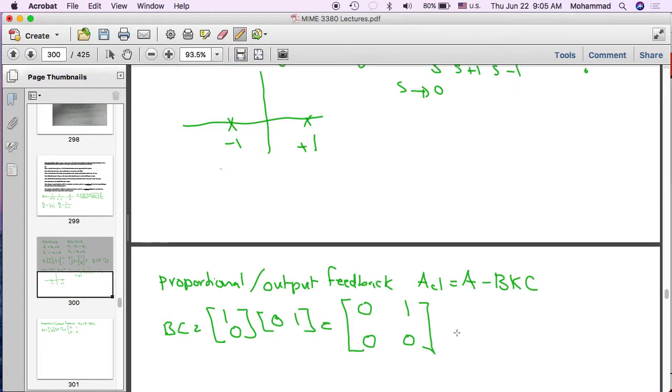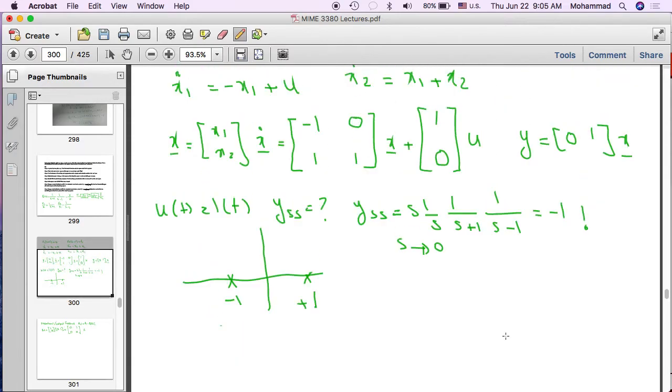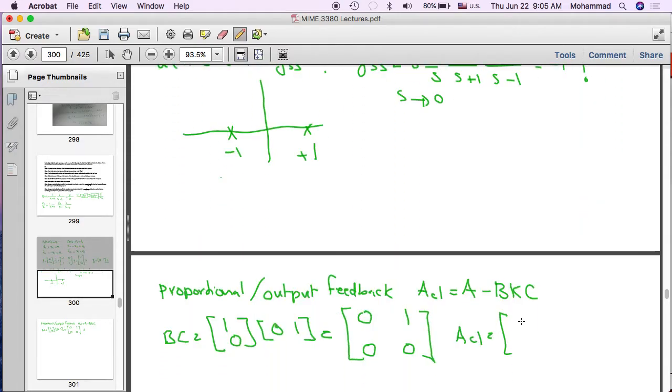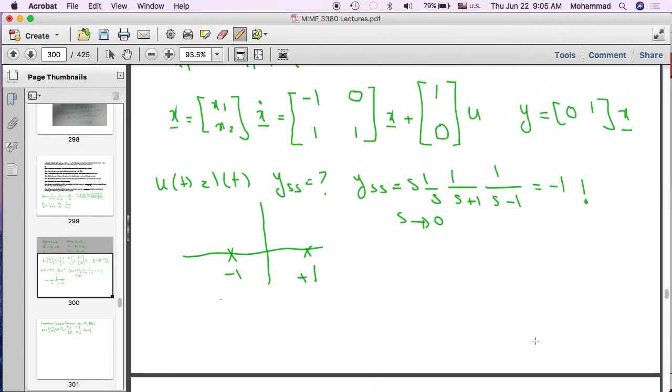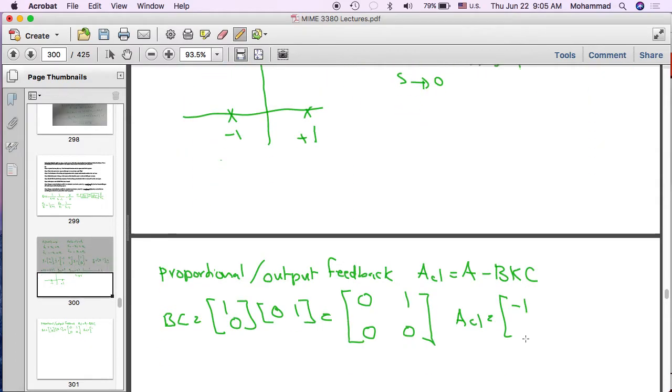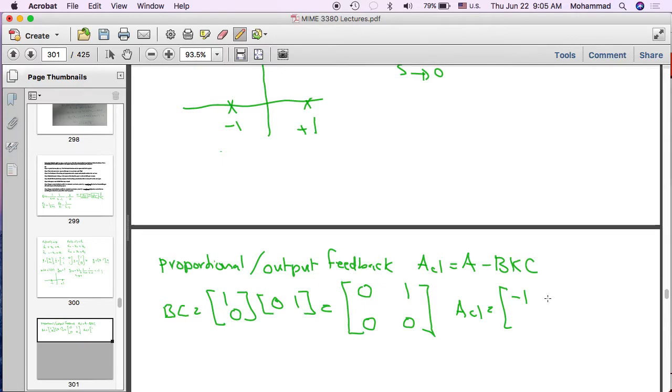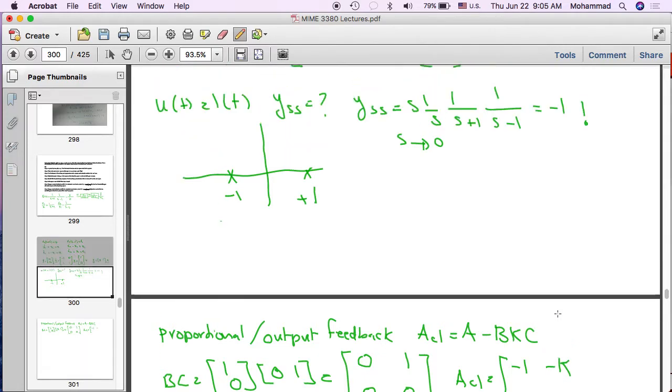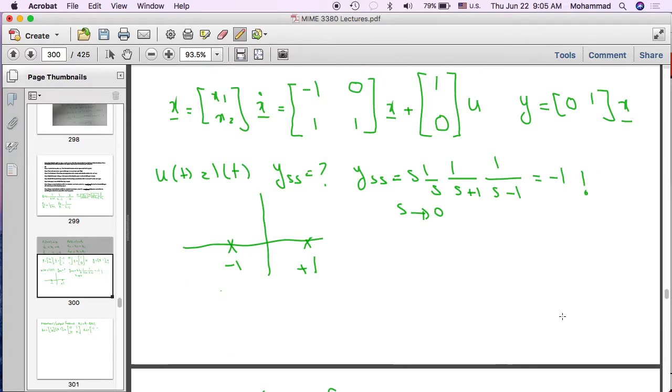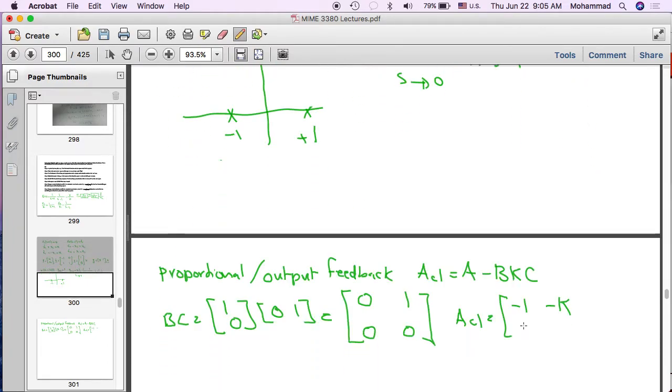So A closed loop is, look up again, minus 1 is subtracted by 0, so minus 1. By the way, this needs to be multiplied by k. So when you multiply this by k, you'll have a k here instead of 0. So minus 1, and then you have 0 minus k, so it gives you minus k here. Then the next row is 1 and 1. So 1 minus 0 is 1, 1 minus 0 is 1. So this is your A closed loop.